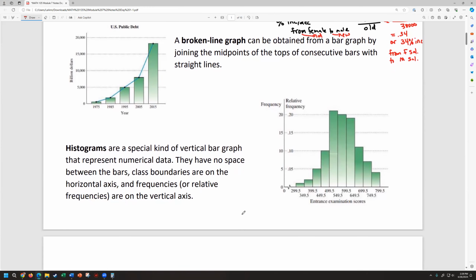Now, a special type of bar graph that we will show you how to create, one we will do together, is called the histogram. It's a special kind of vertical bar graph that represents numerical data. They have no spaces between the bars.